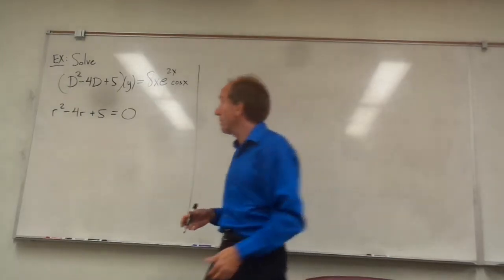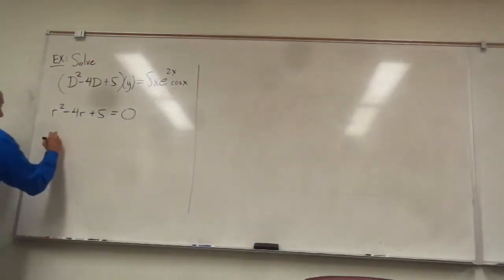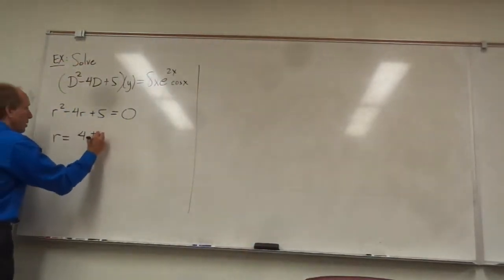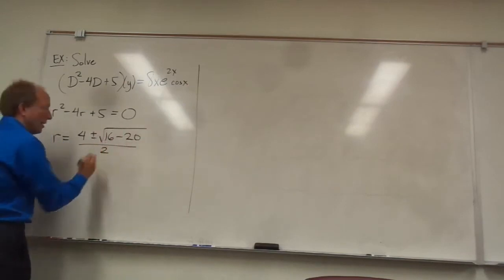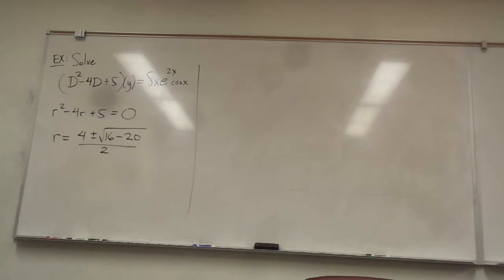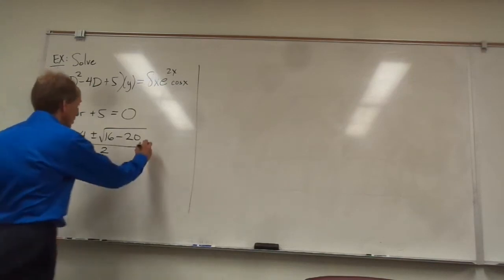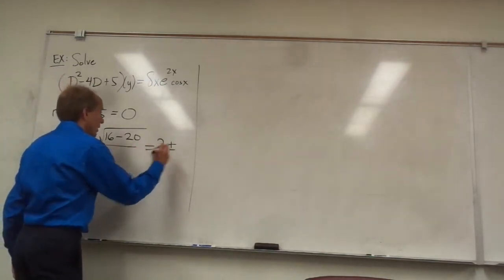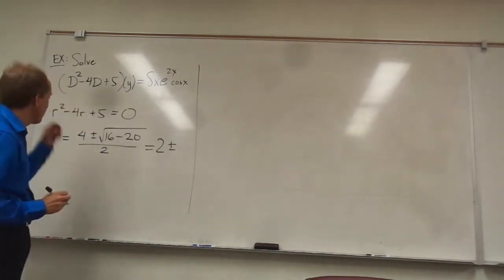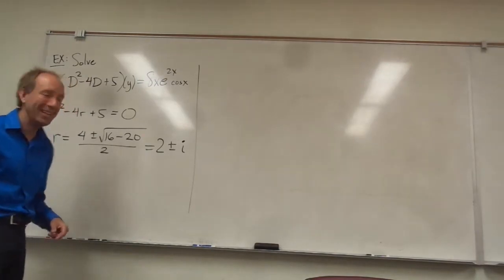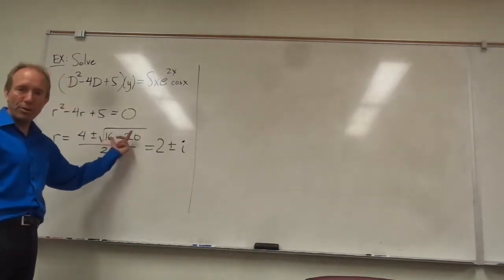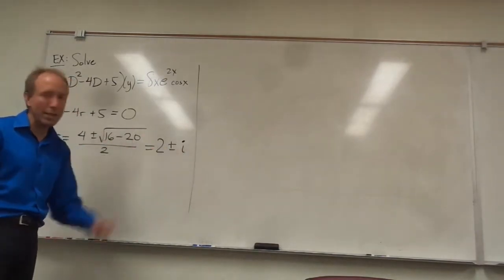It looks like that's going to factor nicely, but it turns out it doesn't. If we use the quadratic formula on that, you're going to get this expression right here. Make sure you know that quadratic formula really well. You're going to end up with two complex roots: 2 plus or minus, and this just becomes i, since the square root of negative 4 is 2i, and you divide by 2, you get i.